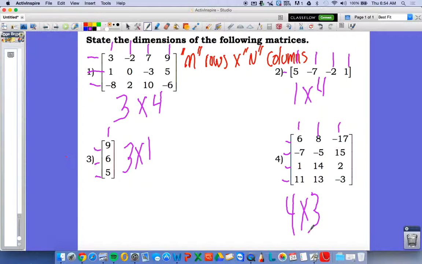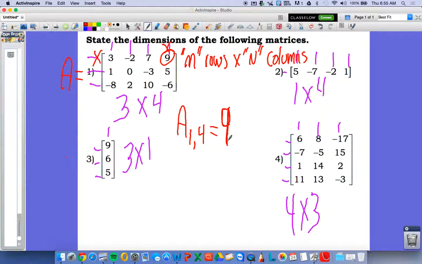Now, being able to do dimensions is important, especially when you're doing any sort of operations with these things. Something else that you may be asked is, if we call this matrix matrix A, and I were to ask you what element is in row 1, column 4. Well, you would look to row 1, which is right here, and you'd look to column 4, which is right here. So 9 is in row 1, column 4. I don't know why I wrote a 4 there. It should be a 9.